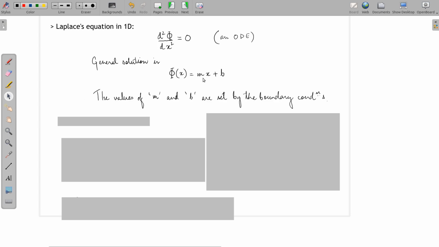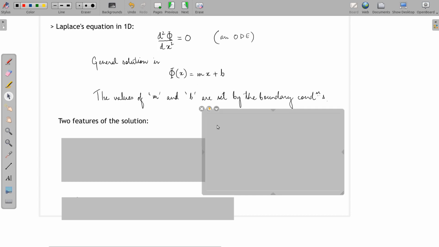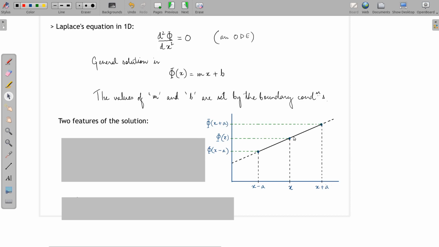Now, how do we find out the values of m and b? To find these values, we need to know the boundary conditions. So this is where the boundary conditions come in. The actual values of m and b are going to be set by the boundary conditions, but there are two features of this solution that we should always keep in mind, which are going to be the same for all scenarios.